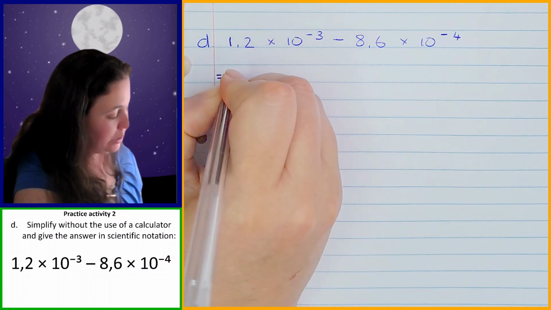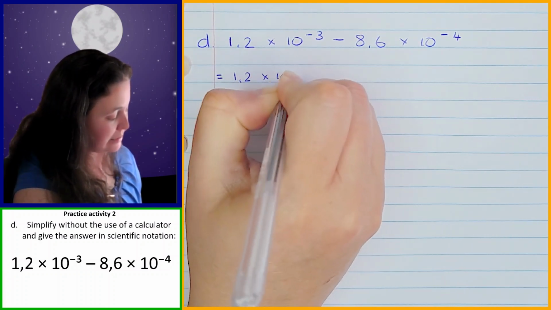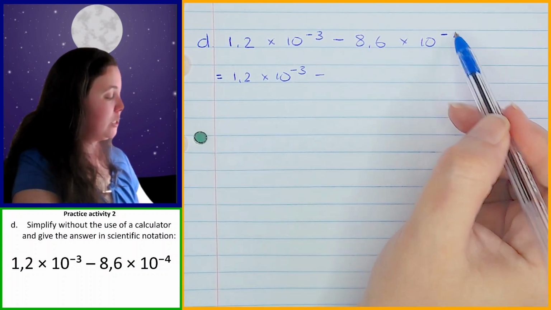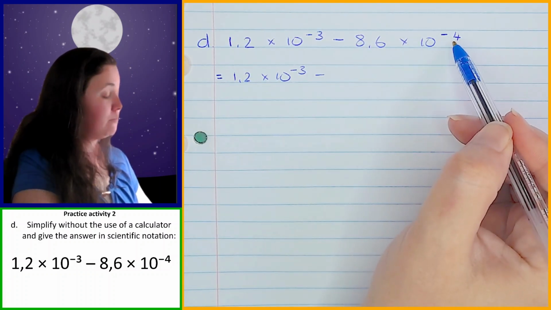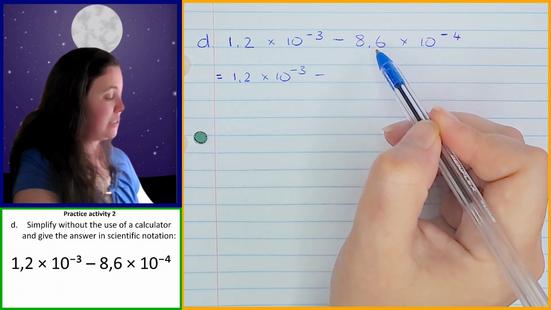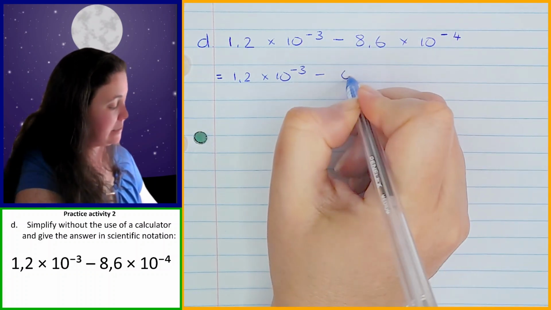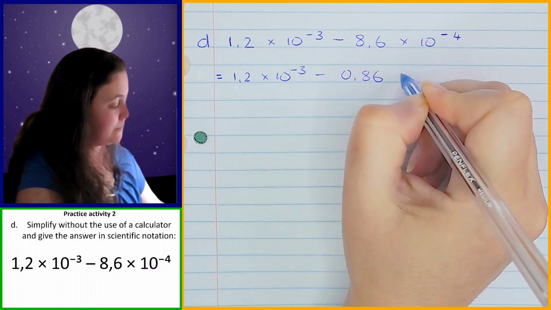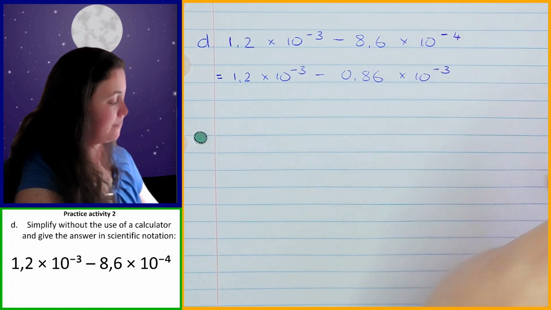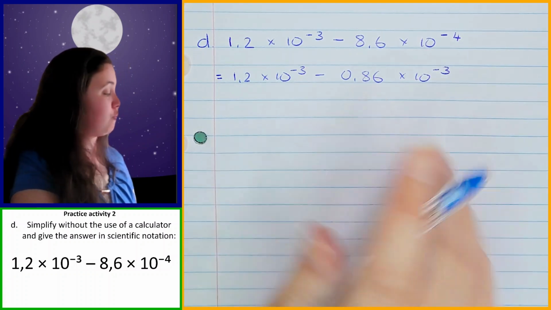So it's going to be 1.2 times 10 to the power of negative 3 minus, then this one, I'm going to multiply the 10 to the power of negative 4 by 10 to make it the same as 10 to the power of negative 3, which means I need to divide the 8.6 by 10. And that gives me 0.86 times 10 to the power of negative 3. Okay, so now I can go and do my subtraction.